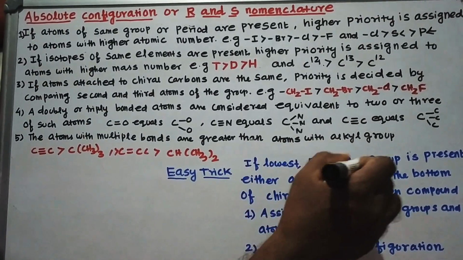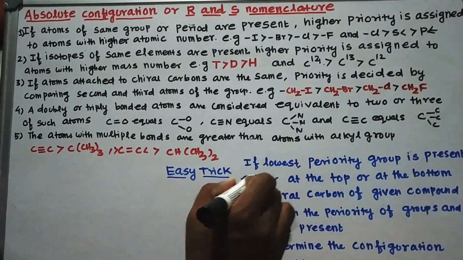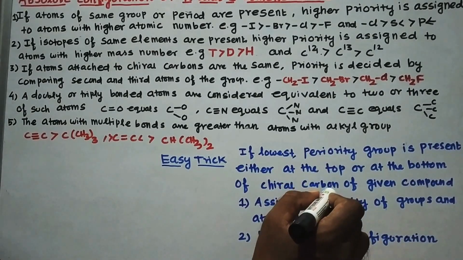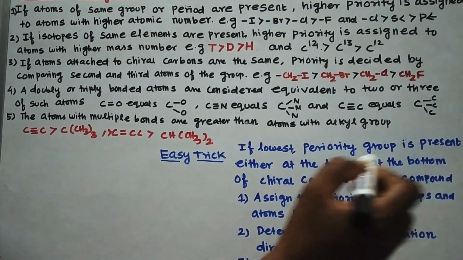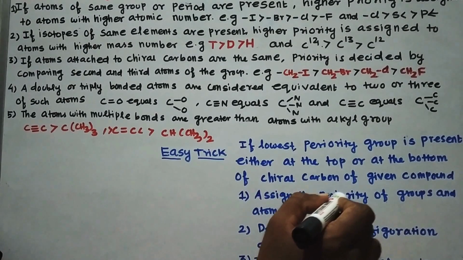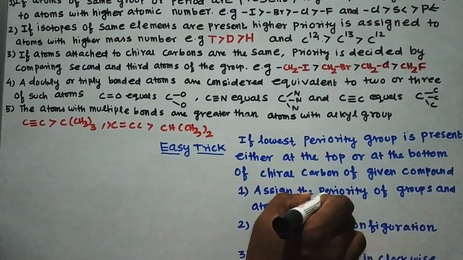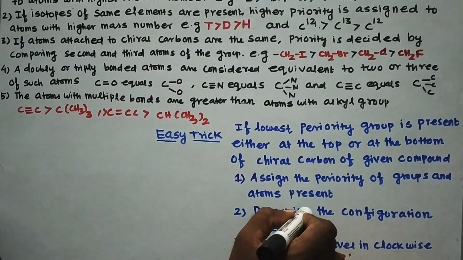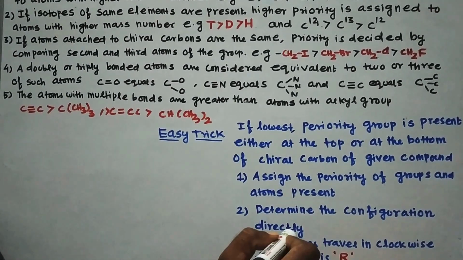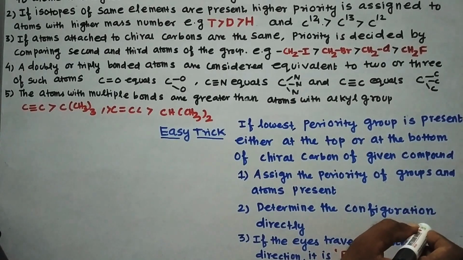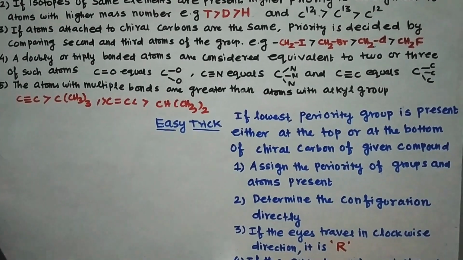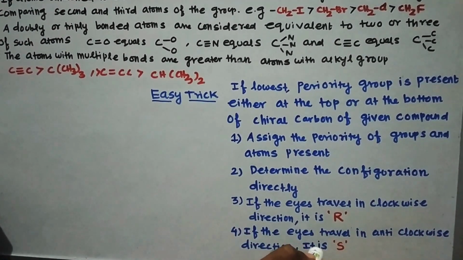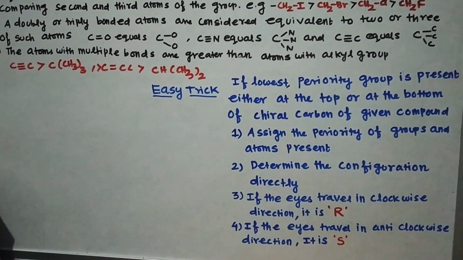If the lowest priority group is present either at the top or at the bottom of the chiral carbon of the given compound: first, assign the priority of groups and atoms present. Second, determine the configuration directly. Third, if the eyes travel in a clockwise direction, it is R. Fourth, if the eyes travel in an anti-clockwise direction, it is S. Now we have to see the examples.